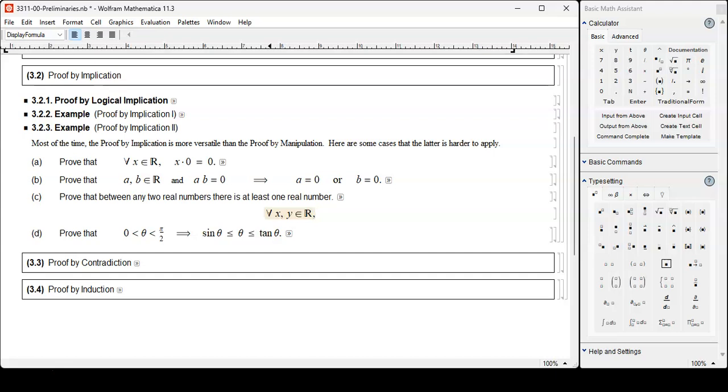For any pair of real numbers, and they're two different real numbers, not identical, one must be greater than the other. Without loss of generality, I can assume x is less than y. If not, I can rename, switch. Then there exists another real number z such that z is between x and y. Basically, that's what I have to prove.